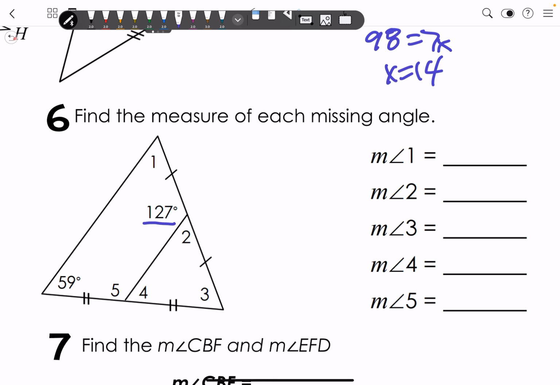127, well, because we're looking for angle 1, you'll want to remember that these two lines are parallel, which means angle 1 and 127 are same side interior angles, meaning they're supplementary. And 180 minus 127 is going to get me a 53.